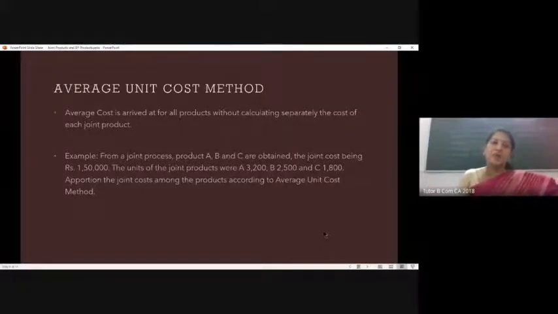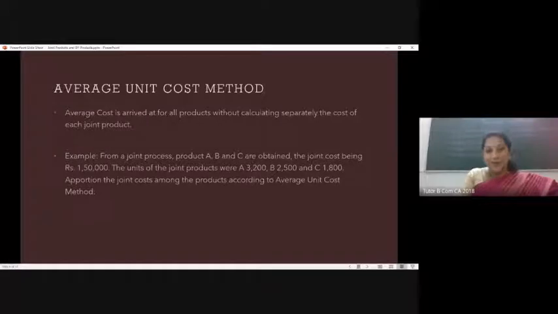Okay. So the average unit cost method; here the keyword is average. We are finding the average to apportion the cost. That's it. It's a very simple method, and that's what's mentioned here: average cost is arrived at for all products without calculating separately the cost of each joint product. It's actually an averaging process.